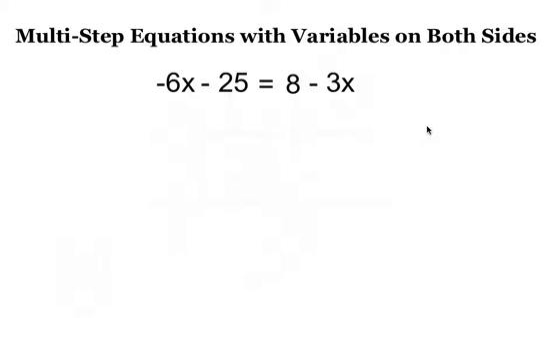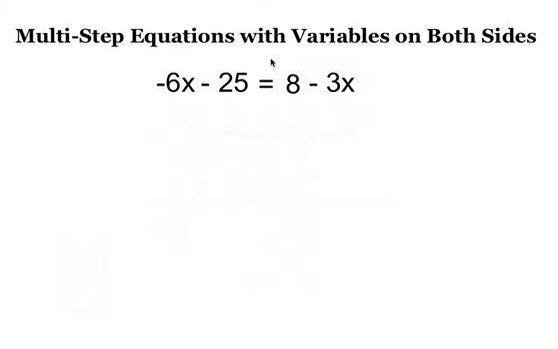This is going to be a video to help you solve multi-step equations when you have variables on both sides of the equal sign. Now the problem I'm going to solve is negative 6x minus 25 is equal to 8 minus 3x.